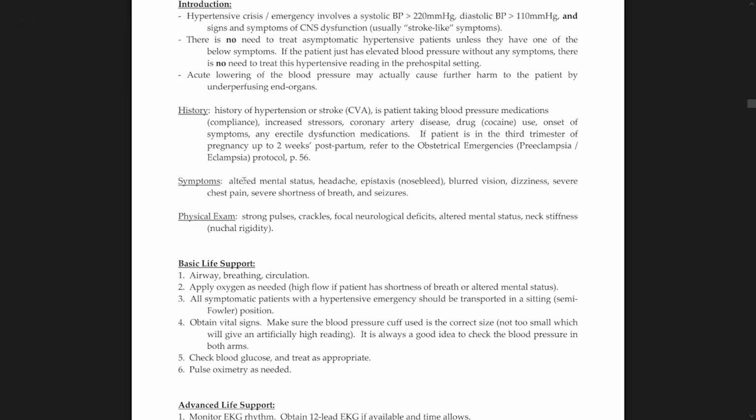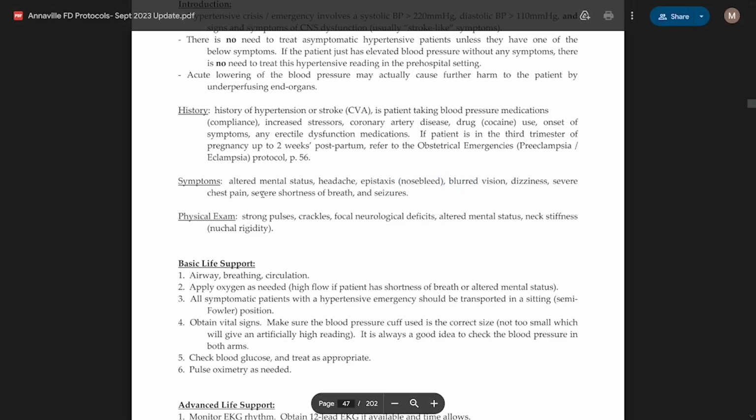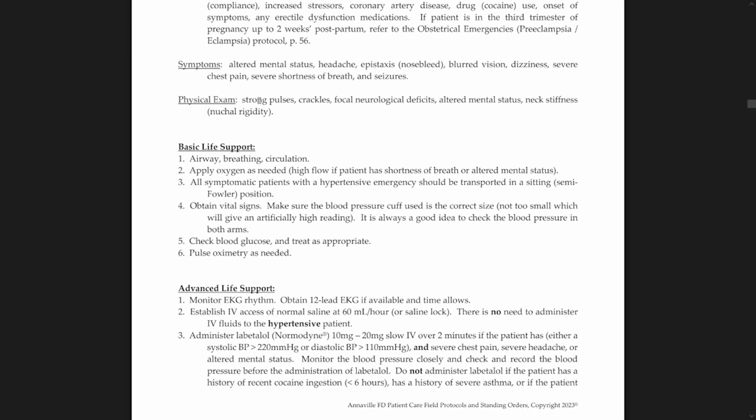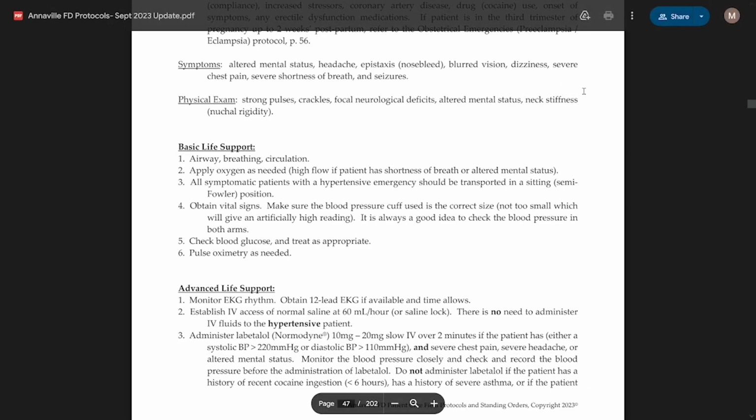For symptoms, watch out for an altered mental status, a headache, epistaxis, which is just a nosebleed, blurred vision, dizziness, severe chest pain, severe shortness of breath, and seizures. For our physical examination, watch out for strong pulses, crackles, focal neurological deficits, an altered mental status, and neck stiffness, also known as nuchal rigidity.